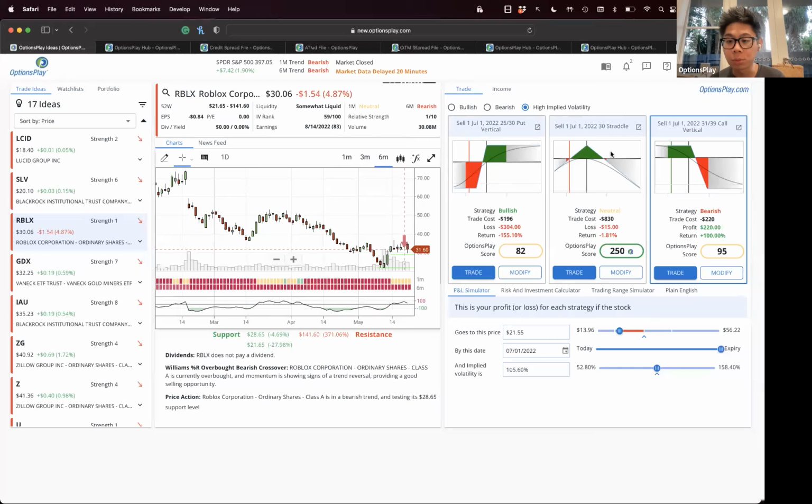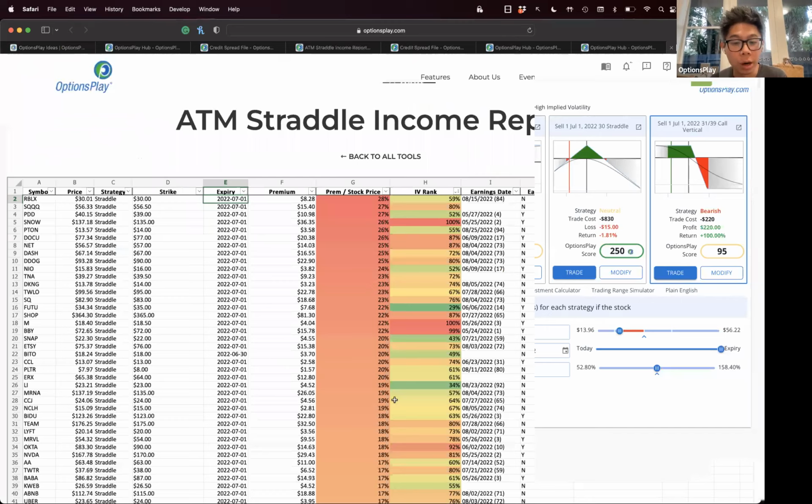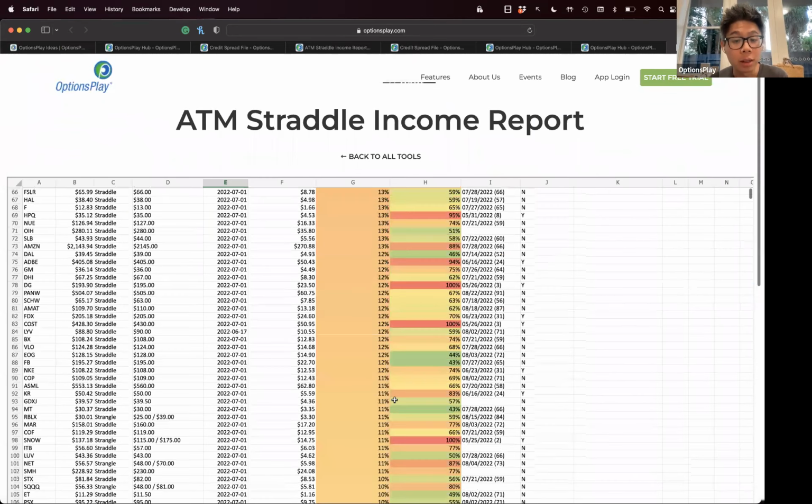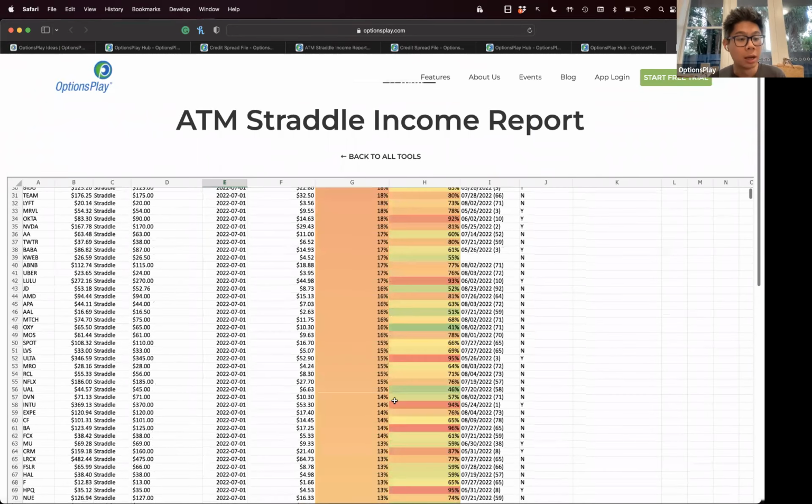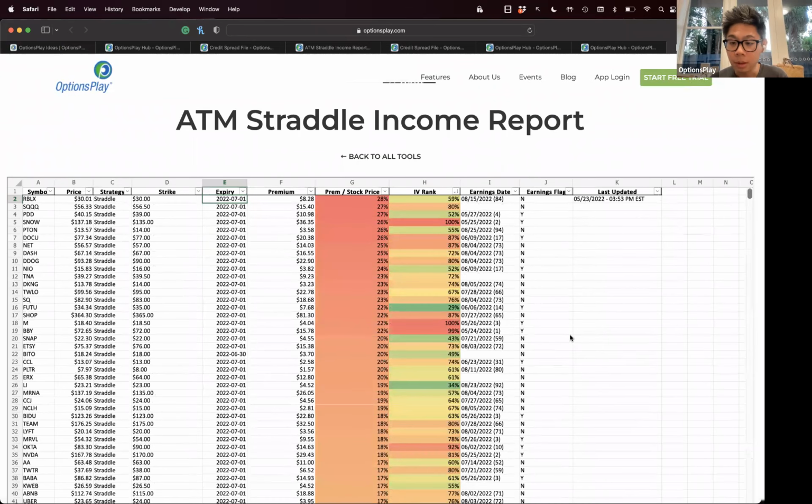So that's what the straddle report is designed to do, is give you a sense for where you can collect the most premium selling straddles on a specific stock. Not everyone here is comfortable selling straddles and strangles, but that's what this report tells you, is where you can find the most premium selling straddles and strangles. So hopefully that answers your question about how to use the straddle and strangle report.